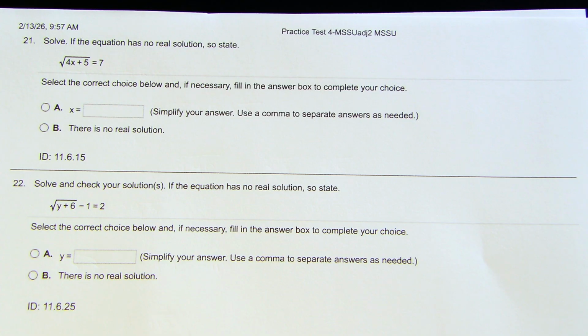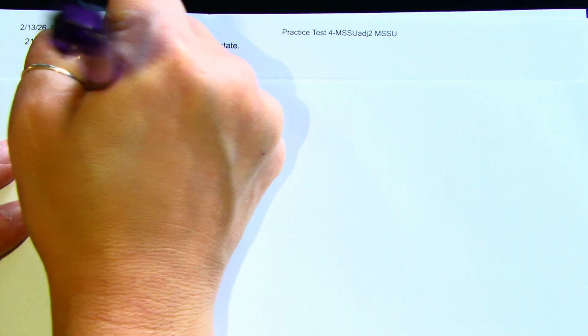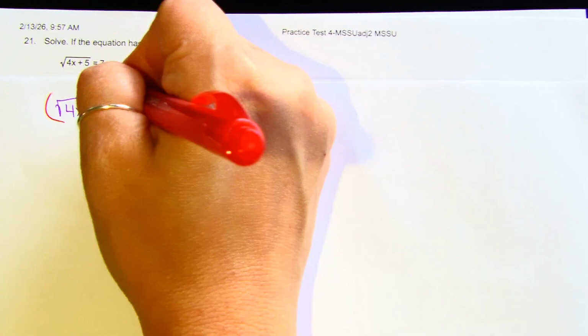Luckily for us, this one is written so that the radical is already by itself. We have radical 4x plus 5 equals 7. It's already by itself. So what we're going to do is we end up squaring both sides. Whatever the index is on your radical is what you end up doing. So if it's a cube, you're cubing it. If it's a square root, you're squaring it. Because what ends up happening is the square cancels with the radical, leaving us with just 4x plus 5.